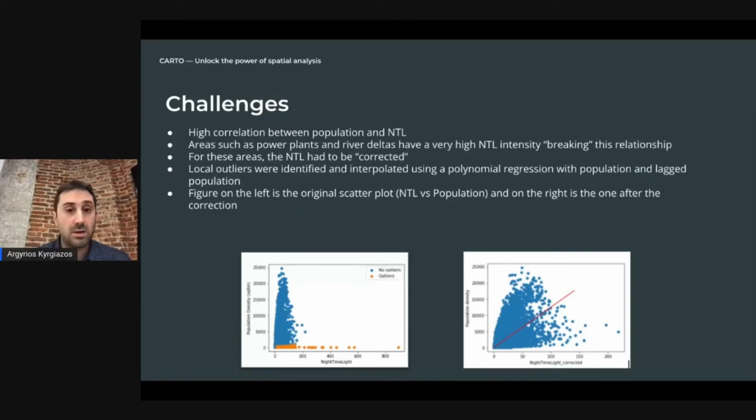Basically, we identified these local outliers, and after identifying them, we built a simple regression using the population and the lag population of the surroundings. And we replaced these outlier values with the ones coming from the regression prediction. An example can be seen on the left figure. This is the initial case, with the light data on the horizontal axis and the population density on the vertical. The orange points were the outliers. Basically we had very low population but very high intensity of the light data. We imputed new values for those, and the outcome can be seen on the right. So we brought back the relationship between population and nighttime light.